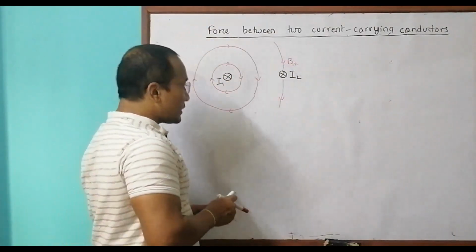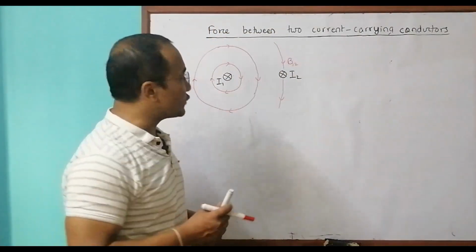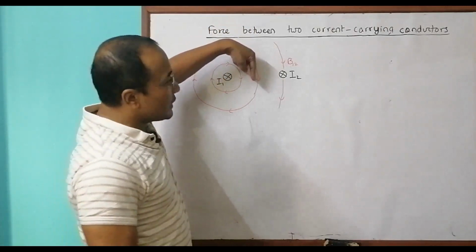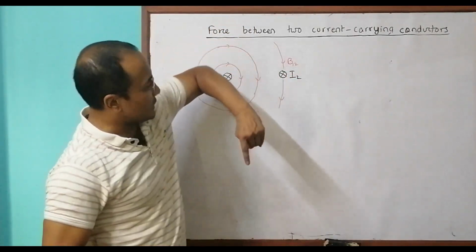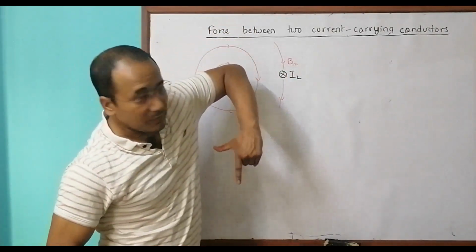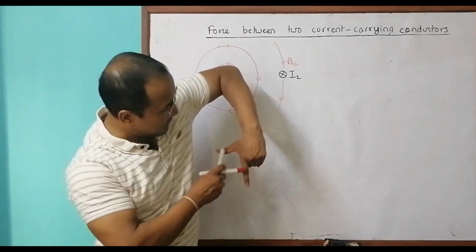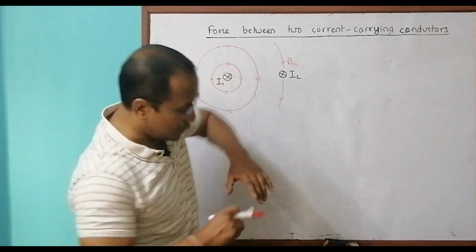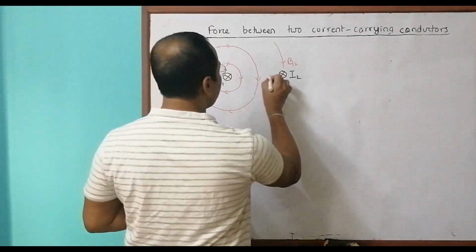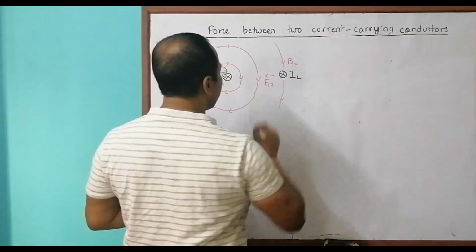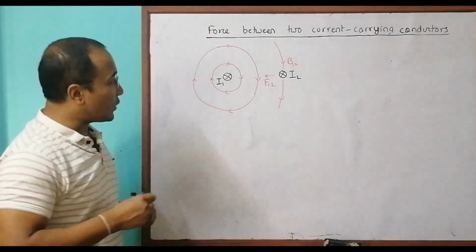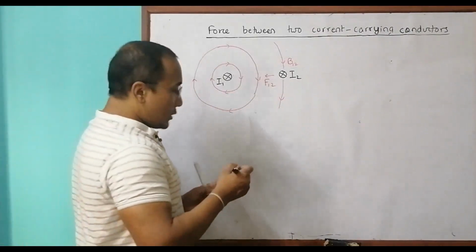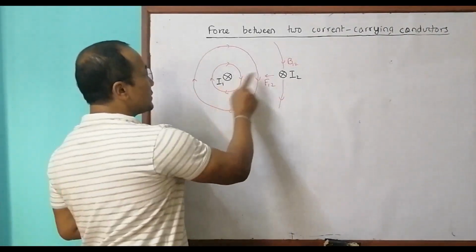Now let's apply Fleming's left hand rule to find the direction of force. Here the magnetic field is down, the current is going in that direction, and the force will be like this. My thumb is showing the direction of the force. So the force is towards the left. This is F12, the force on wire 2 because of wire 1.